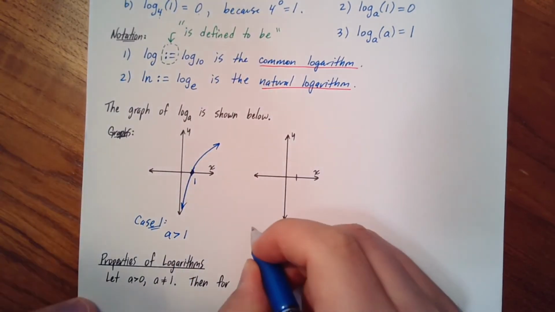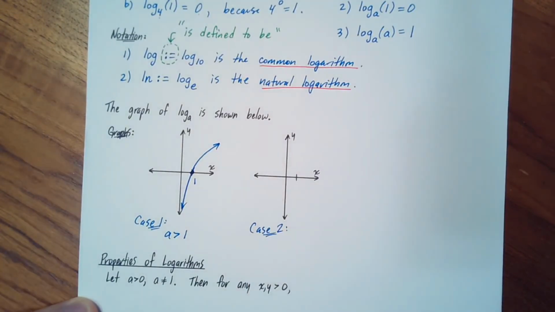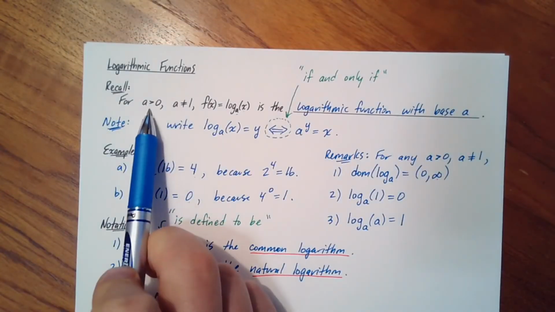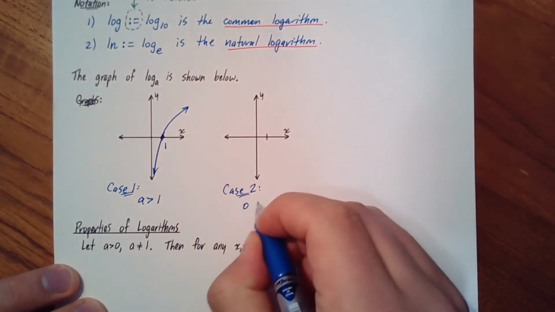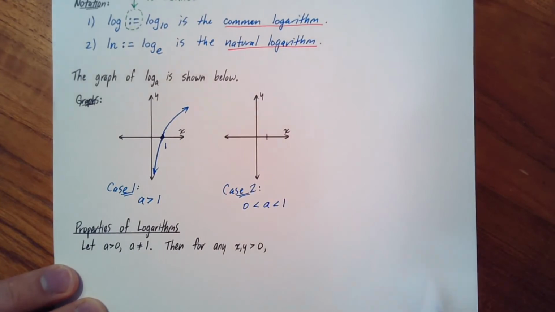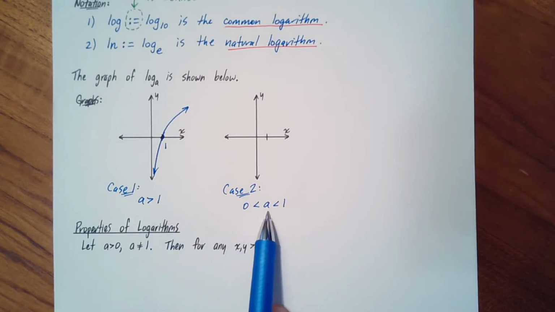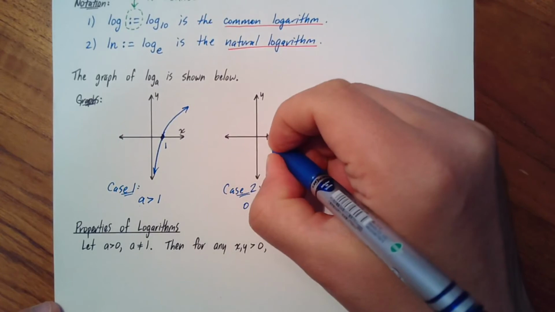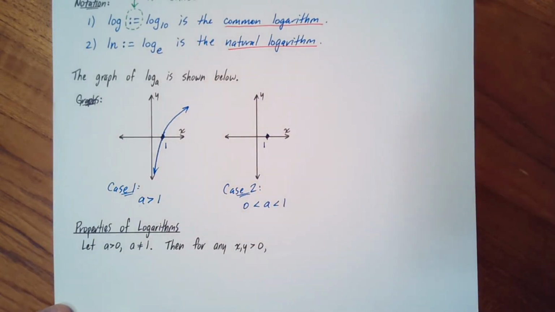The other case you can consider is if a is less than 1, but still, of course, greater than 0, because remember, a has to be greater than 0. So in case 2, you can consider the case where a is strictly between 0 and 1. And just like with the graphs of the exponential function, if you move from a base a that's greater than 1 to a base a that's less than 1, you kind of just invert the picture. Right? You're still going to go through the point 1 on the x-axis. I'll label it right there.